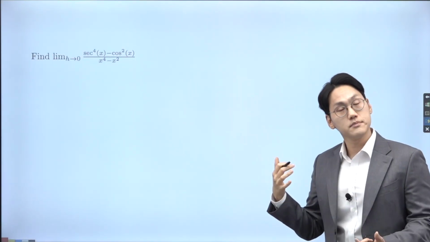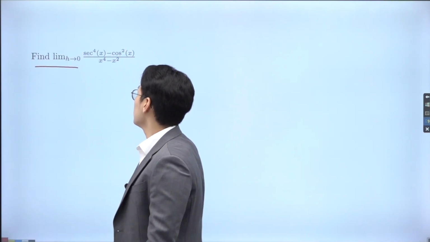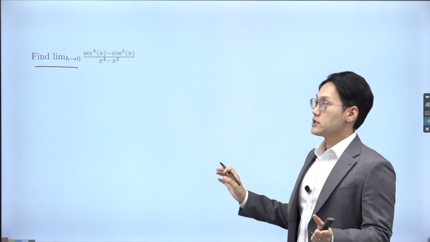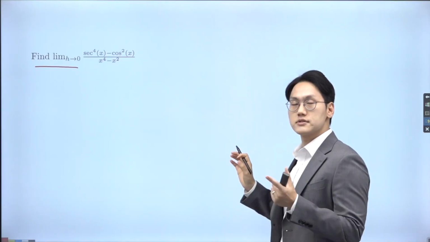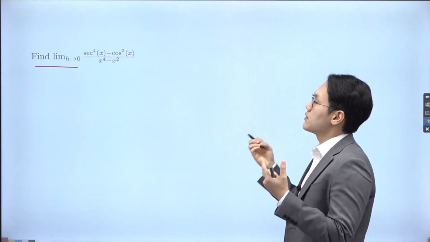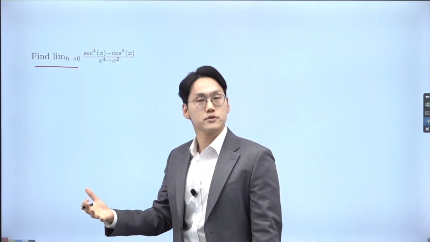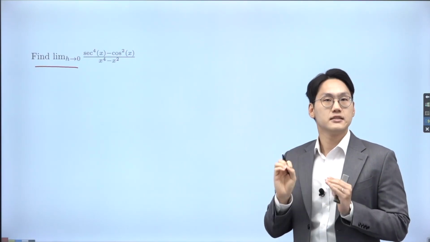All right, let's have a look at the next very messy problem, seemingly, right? Now I've got to find the limit as h goes to 0, and the numerator has got secant to the power 4, cosine squared, and then x to the power 4 minus x squared. That looks very demanding. Well, first of all, I like to check whether it's eligible to find the limit, and for that, a good start is to determine whether it's indeterminate or not.